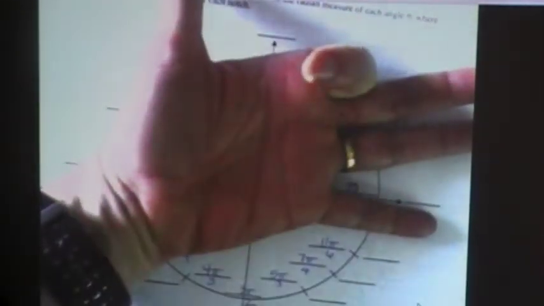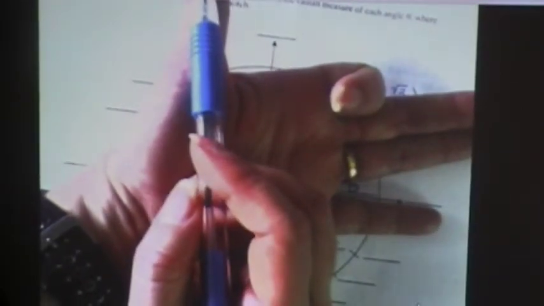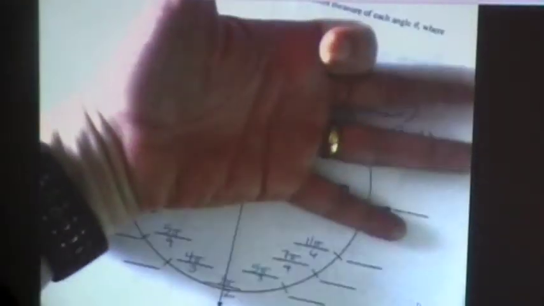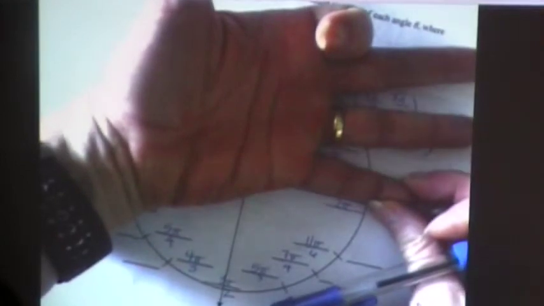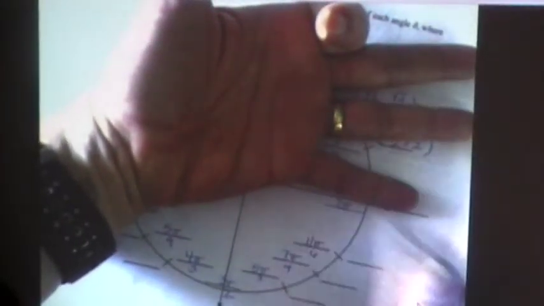Last one, pi over 3. Number of fingers on top represents the x value with a square root symbol over it. So that's 1. Square root of 1 is 1. And they all have a 2 in the denominator. And then the number of fingers on bottom represents the y value with a square root symbol over it. So that would be square root of 3 with a 2 in the denominator.